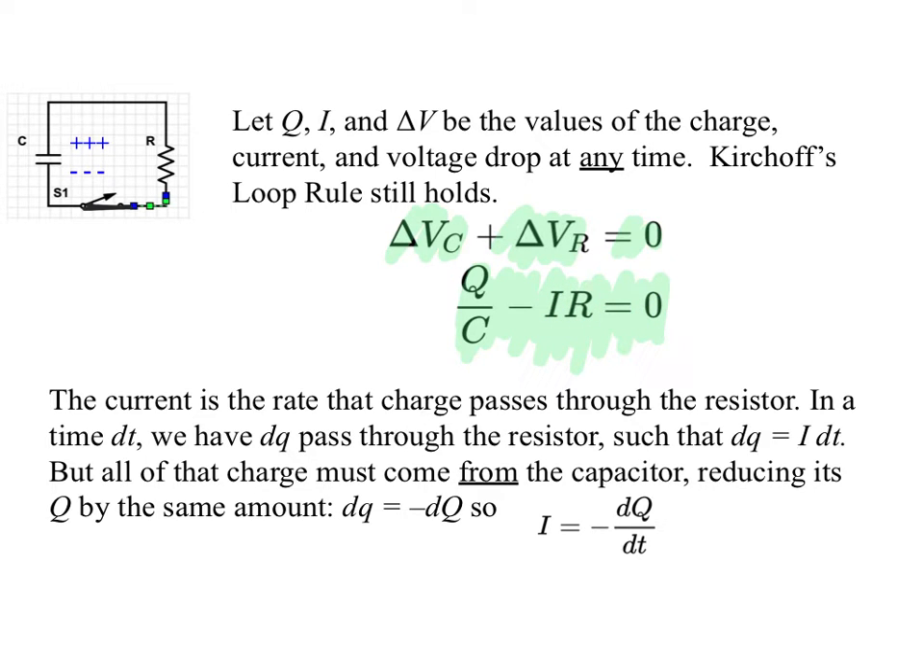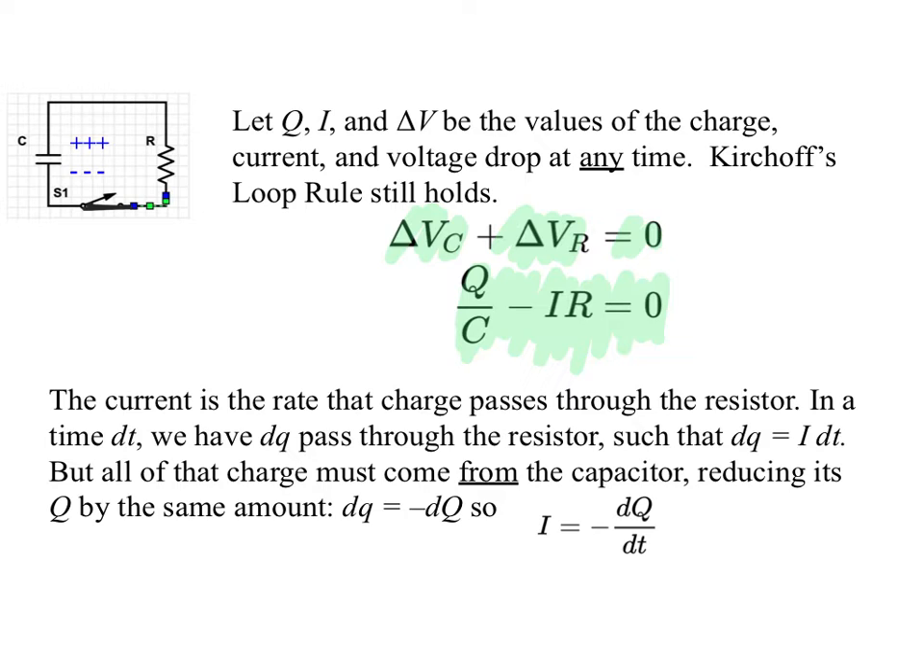But the current is the rate at which charge passes through the resistor. In a time dt, we'd have charge dq pass through the resistor, such that dq is I dt. But all of that charge must come from the capacitor. So every bit of charge showing up in the resistor to pass through has come from the capacitor at some point. So it's reducing the charge q by the same amount.